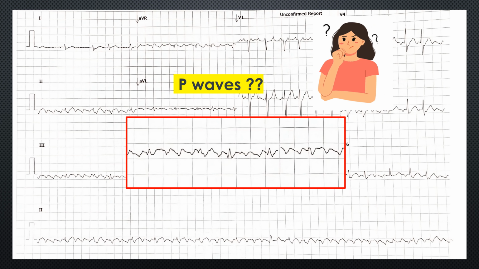Now the most important point in this ECG is where are the P waves, because we can identify that the QRS appears to be narrow. We can see it over here, and the rhythm is irregular. But what about the P waves? So is it some atrial rhythm that is firing fast, or is it something else? Now let's move forward.